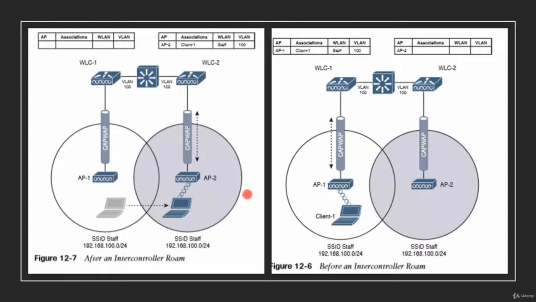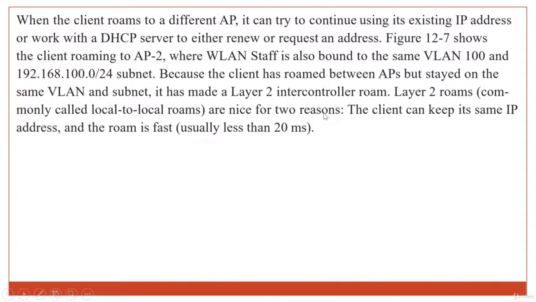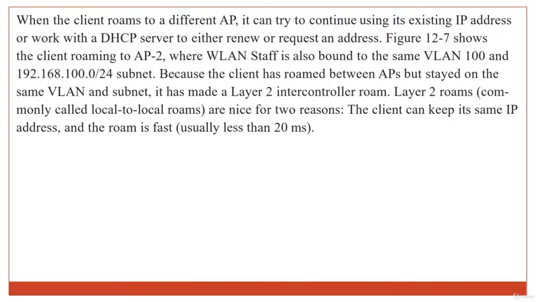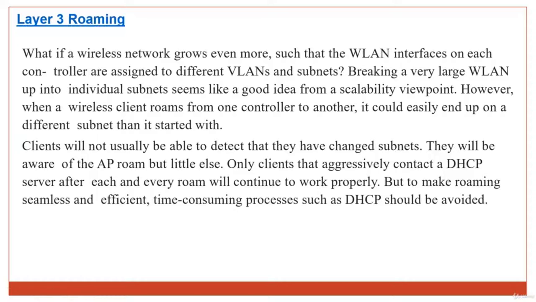Now this roaming is quite good and scalable. Why? Because most of the things we are not changing here. And again, it depends upon the use case. If we don't want to change the IP address of this client, then when he joins the new AP, he keeps the same IP, and even the state information will be synced across WLC1 and WLC2. So in that case, we get a seamless roaming type of capability, and the experience will be good, because usually the roam will take less than 20 milliseconds.